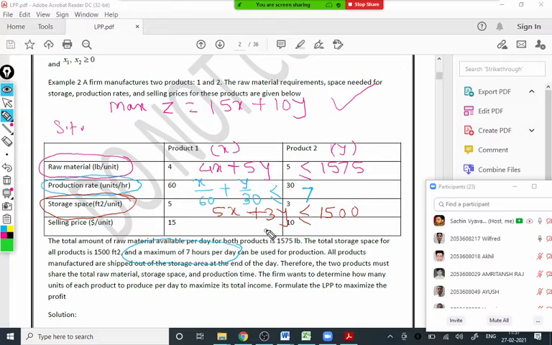Not the Z equation, the Z equation is already written. The non-negative restriction is missing there. X and Y should be greater than or equal to 0. Whatever number of units we are going to produce, it should be positive. So that is our LPP. This is the formulation of LPP.